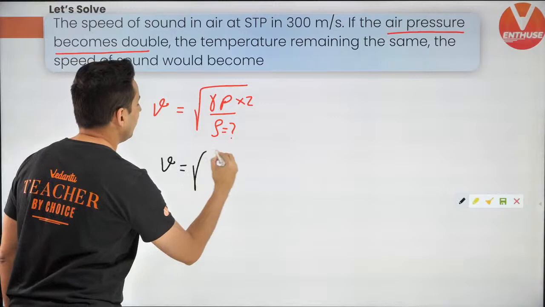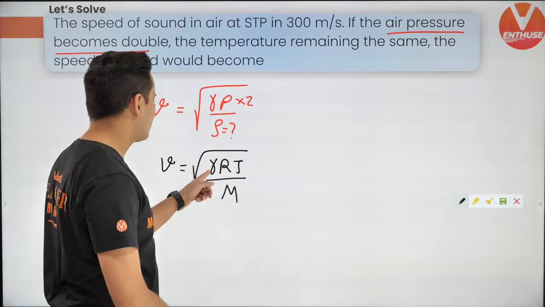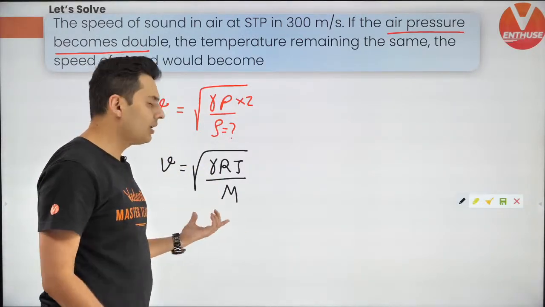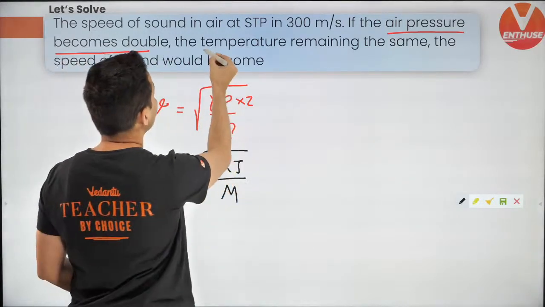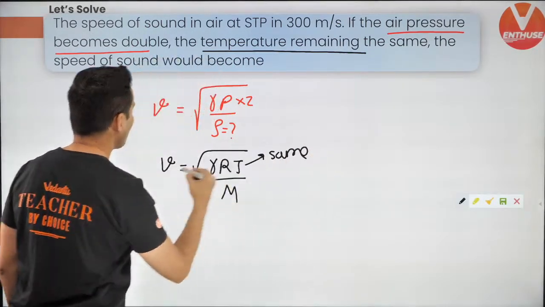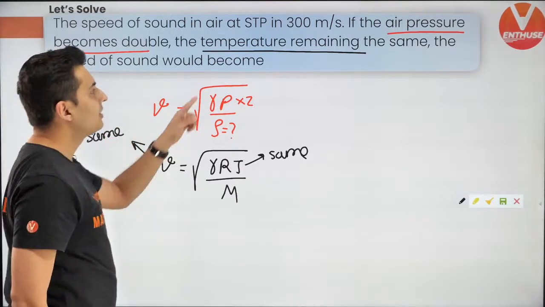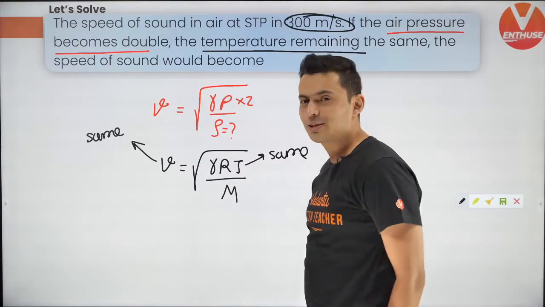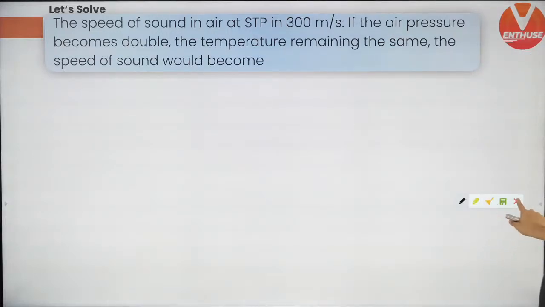Instead, use root of gamma RT by M. Now if pressure doubles, neither gamma nor R will change. They are constants, right? And molecular weight will also not change. What happens to temperature? It's clearly given that temperature is the same. So if temperature is the same, the speed will also be the same, and hence the speed should remain 300 meters per second. So the answer is 300 meters per second. It's a trick question and many of you might fall for this. I hope this is clear.